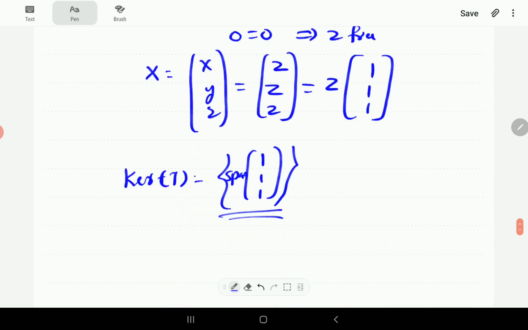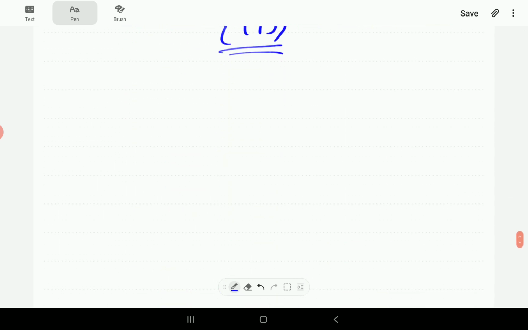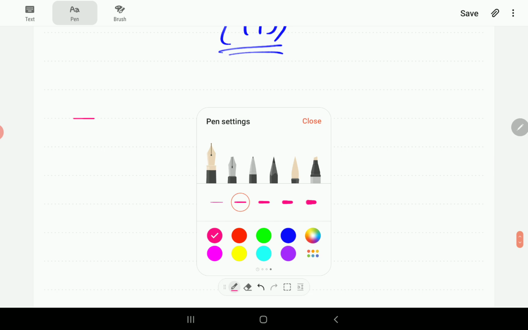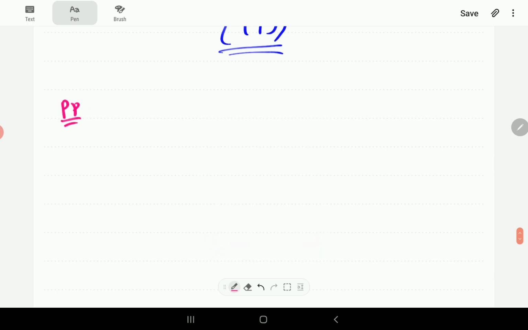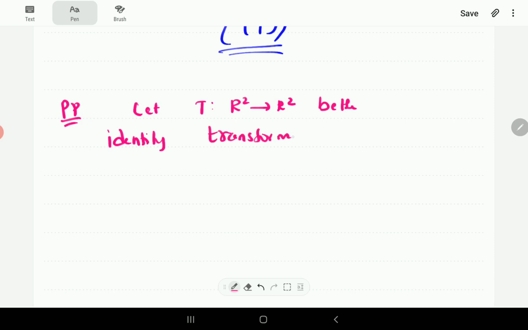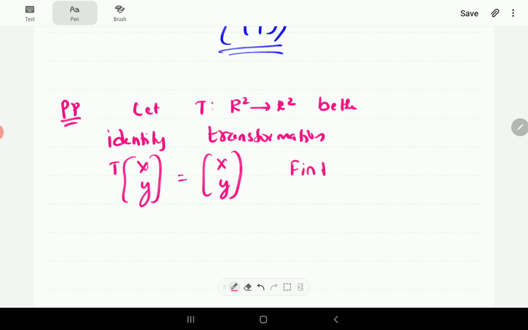Okay, and then let us take another example. I think I'll give you one example for yourself, so please give me the solution. All right, what is the kernel of t? So here let t be a transformation from R2 to R2, the identity transformation, that is t of x y equal to x y. This is how it is defined. We have to find the kernel of t.